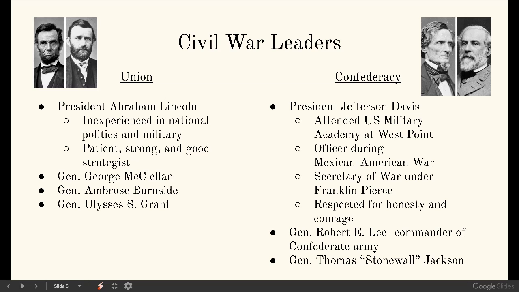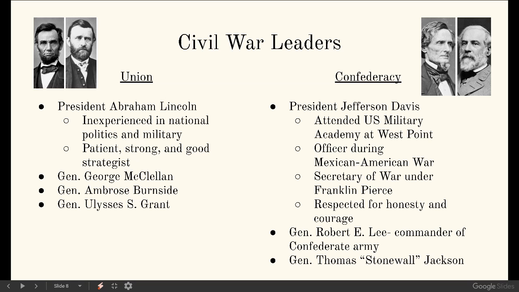And then, of course, General Ulysses S. Grant, who becomes commander of the Union forces in 1864, towards the end of the war. But he's going to be a really key factor in ending the war in favor of the Union, and will eventually become president of the United States himself.